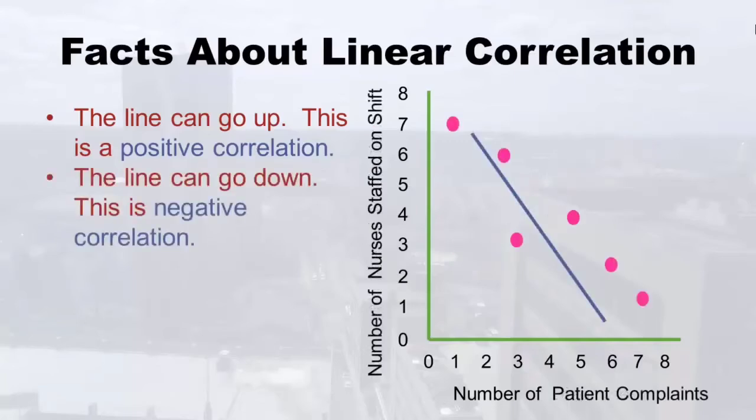But you don't always have a line going up. So I want you to look at this, and I made up these data too. On the x-axis is the number of patient complaints. So as we go on, the patients are madder and madder, grouchier and grouchier, making more complaints. On the y-axis, we have the number of nurses staffed on the shift, right? And so as you go up, there's more nurses. Well, sure enough, when you've got a lot of nurses, you don't have as many patient complaints, right? Because they're being attended to.